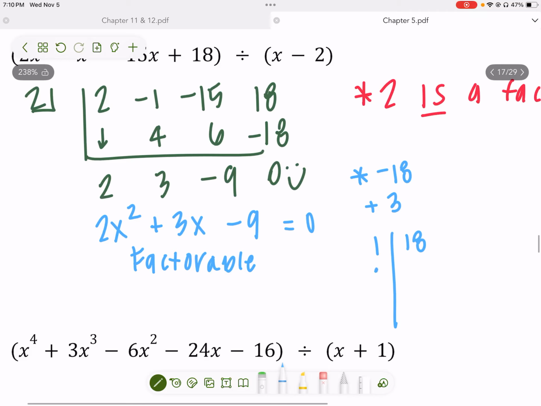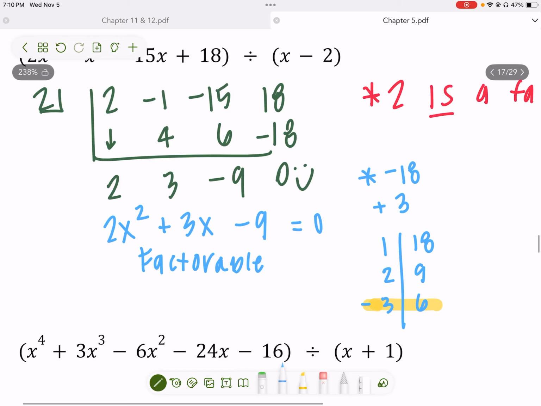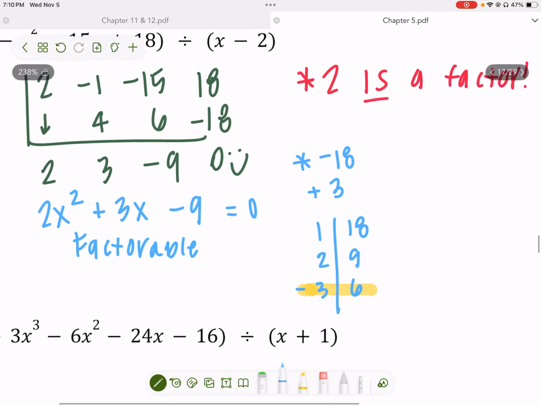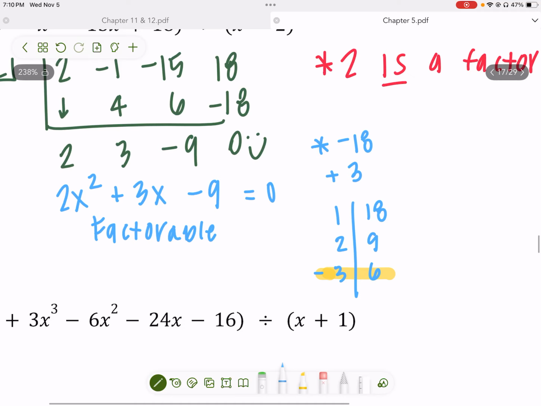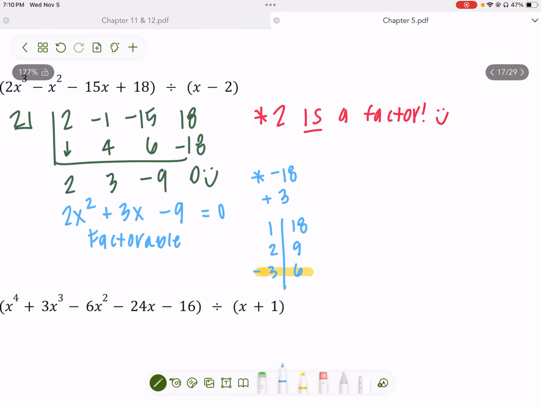So factors of 18, I immediately see what's going to work for me. It's going to be 6 and 3, where the 3 is going to be negative. So I can factor by grouping. So let's go over here and write this out. 2x squared plus 6x minus 3x minus 9.